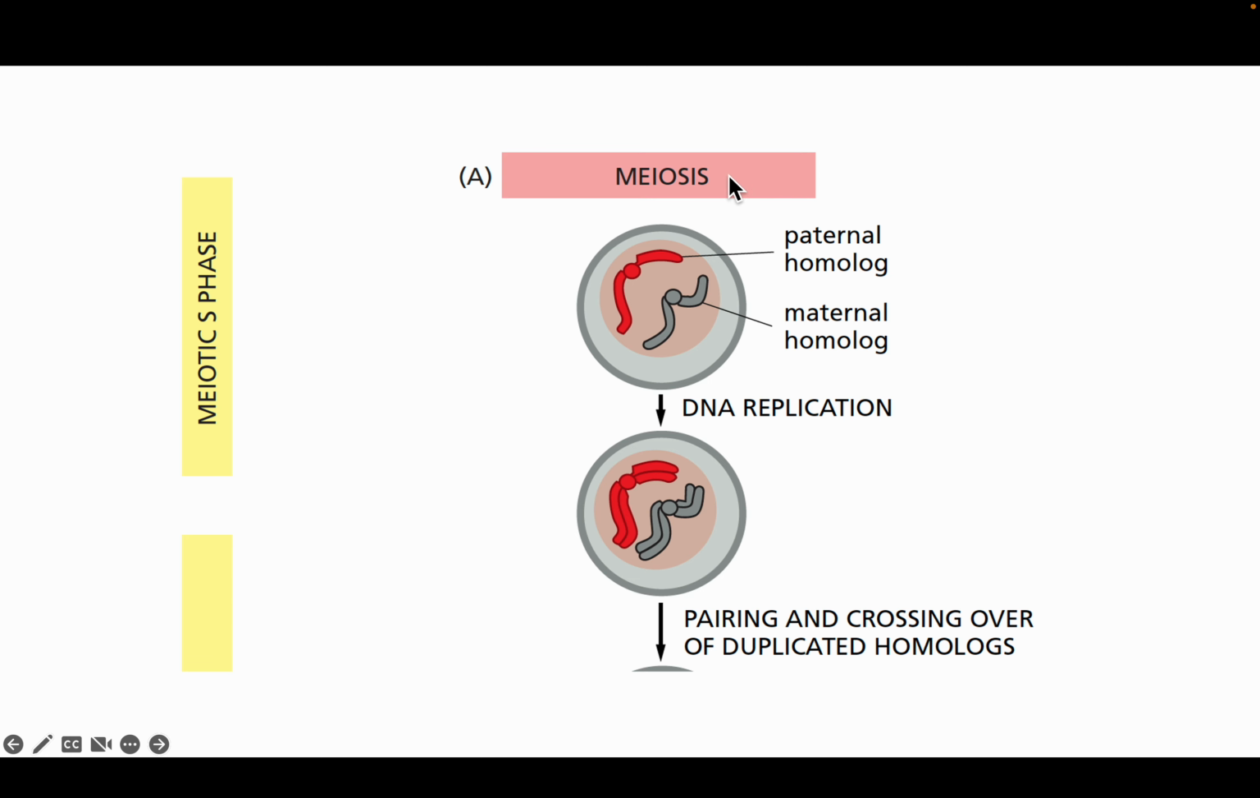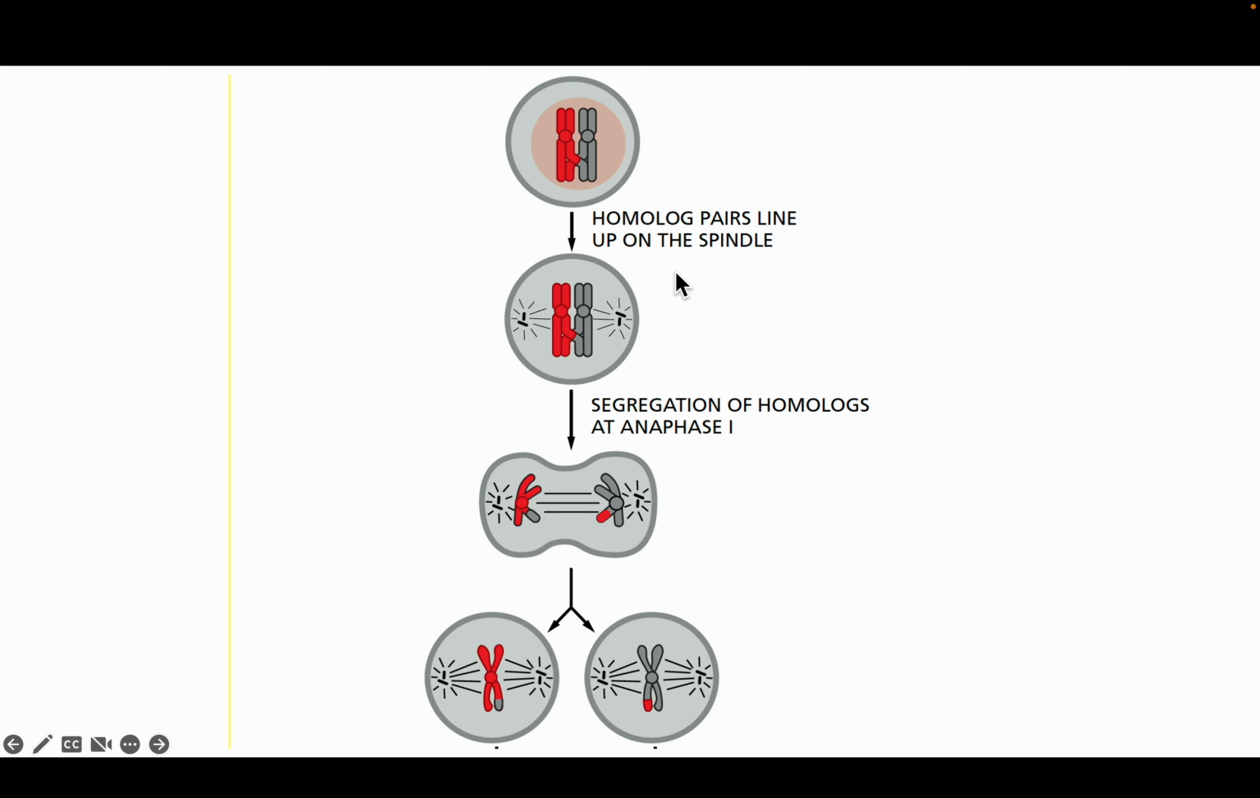So in meiosis, you can see this is a parental homologue: this is a maternal homologue, that is a paternal homologue. The maternal homologue comes from the mother. DNA replication happens, so one chromosome forms two chromatids. Pairing and crossing over of duplicated homologues will happen. You can see the gene locations are the same; those are basically homologue pairs.